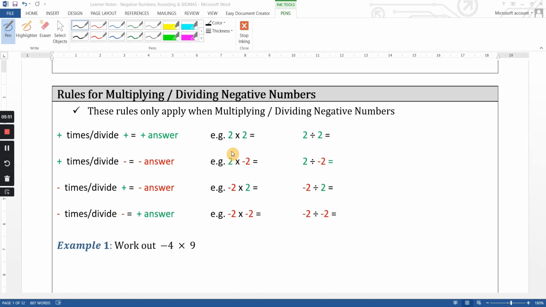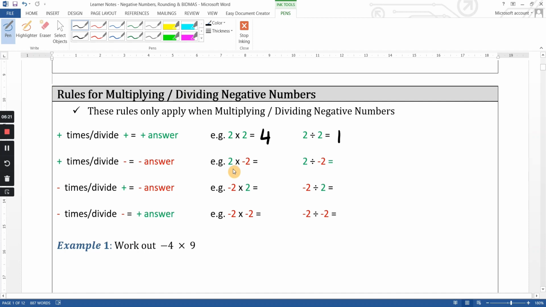Okay, so here are some examples. Obviously these are simplified examples, just to give you an idea. So 2 times 2, positive 2 times positive 2, gives you positive 4. We don't put the positive sign; we know it's positive if it's just 4 on its own. Similarly, 2 divided by 2, they're both positive, so your answer is going to be a positive 1 as well.